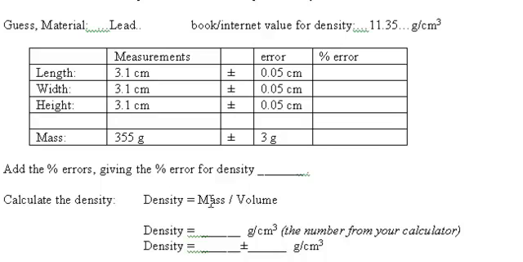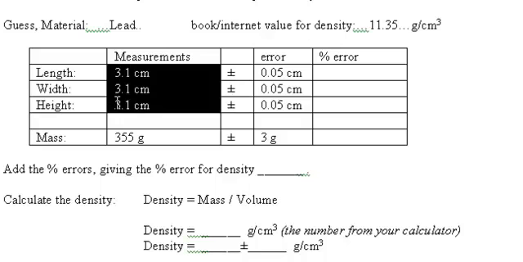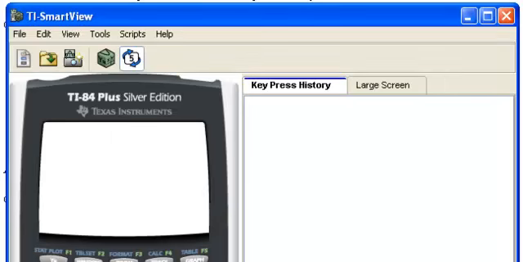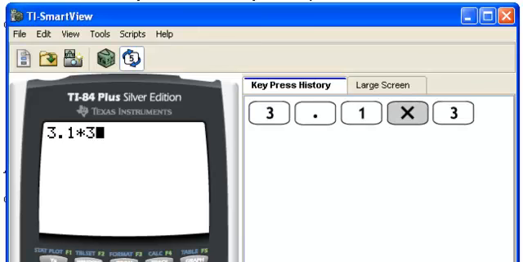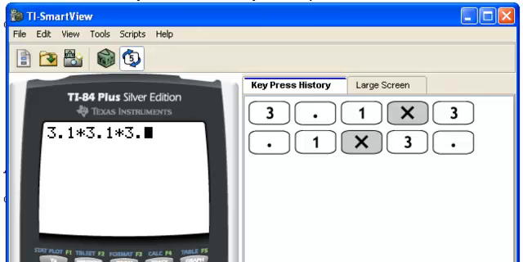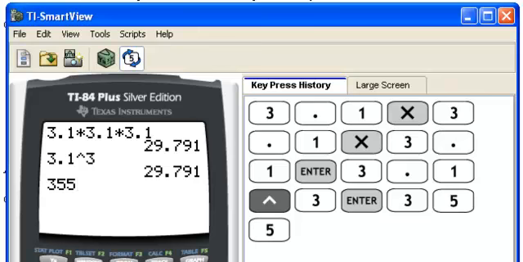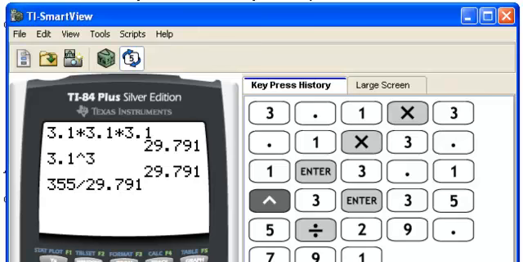Okay, so at this point, let's figure out what the density is. The density is mass divided by volume. So I'm going to calculate the volume, which of course is length times width times height, and then I divide that into the mass. So let's get a calculator. 3.1 times 3.1 times 3.1 is 29.791. Of course, that could be a little bit faster if I did 3.1 cubed. There you go, same number. Now I divide this into 355. There we go. And I come up with 11.91 and so on.